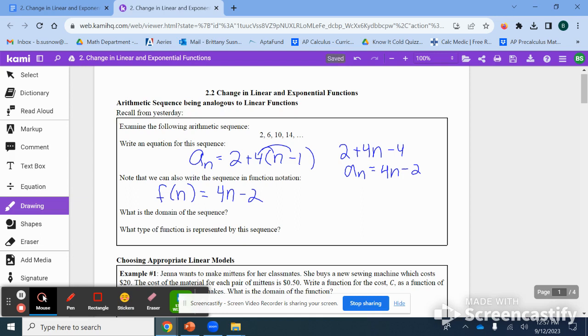Okay, our domain in this sequence. Unfortunately, it's not all real numbers because this is like saying your x values. Your x values would be saying the first term is 2, the second term is 6, the third term is 10. So that's your x values, your domain. So how can we write that? Could it be 1.5? No, it can't be 2.5.